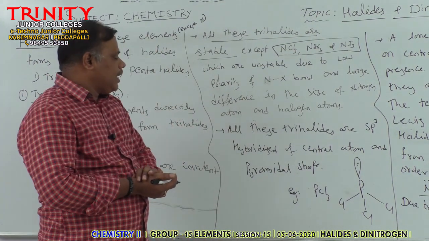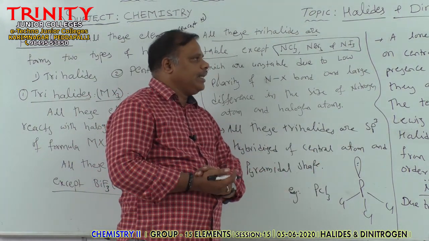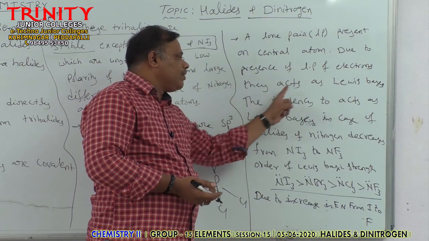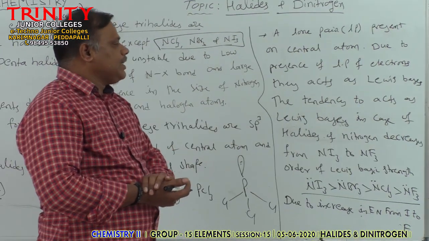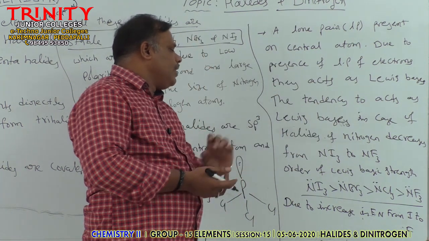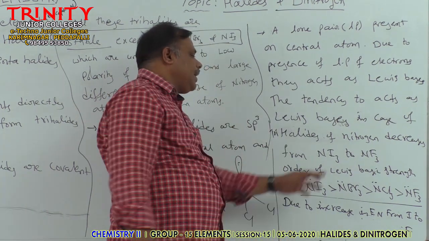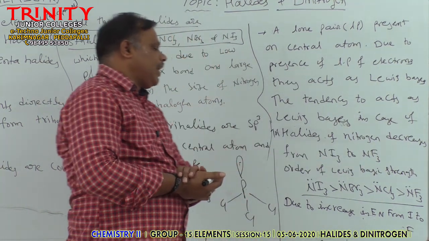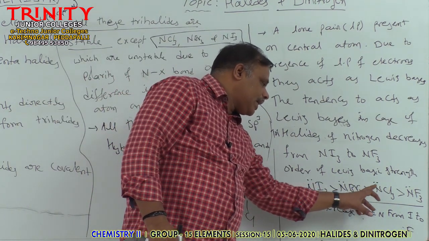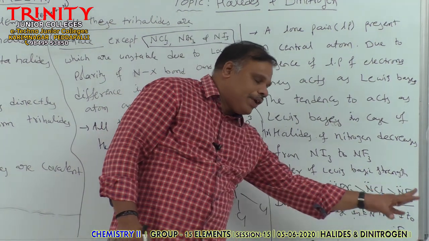All these trihalides have sp3 hybridization of the central atom and a pyramidal shape, for example PCl3. A lone pair is present on the central atom. Due to the presence of a lone pair of electrons, all these trihalides act as Lewis bases. The tendency to act as Lewis bases in the trihalides of nitrogen decreases from NI3 to NF3. The order of Lewis basic strength is NI3 greater than NBr3 greater than NCl3 greater than NF3, due to increase in electronegativity from iodine to fluorine.